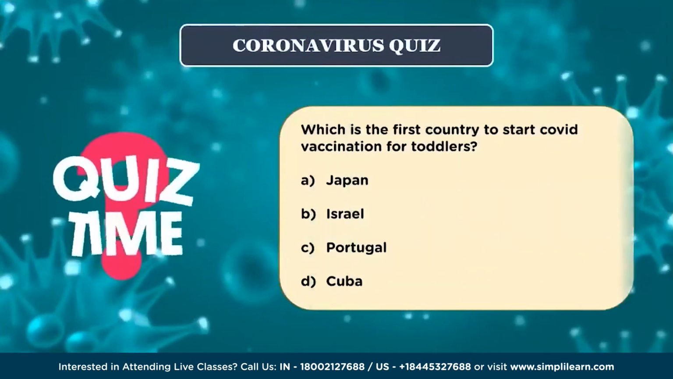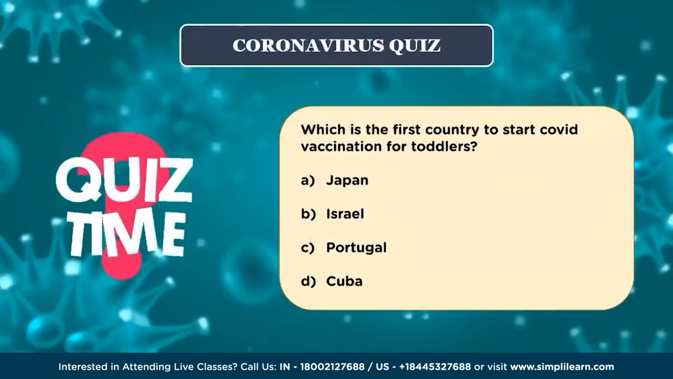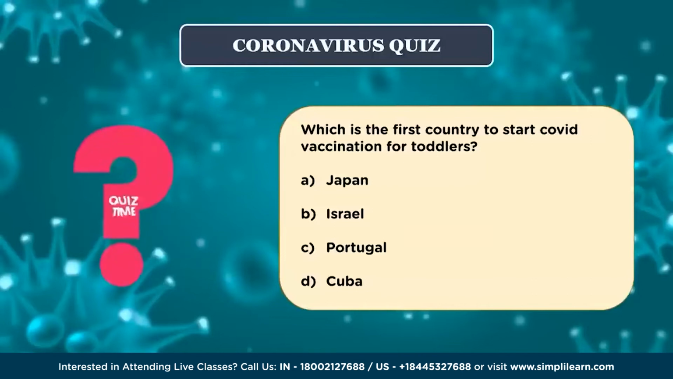So here is the second quiz question. Which is the first country to start COVID vaccination for toddlers? Is it A, Japan, B, Israel, C, Portugal, or is it D, Cuba?